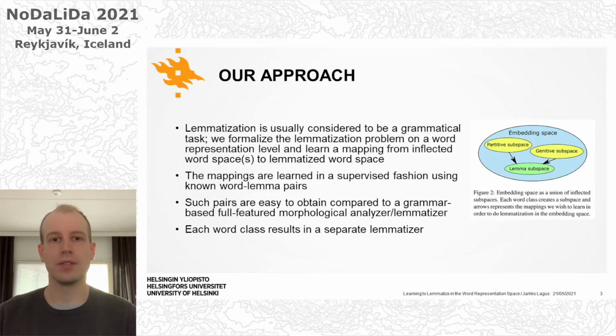What we did is we took this approach and we learned a supervised lemmatizer in this word embedding space, and we trained a separate lemmatizer for each word class. So here on the right you can see the idea depicted in a simple pictorial format. We just assume that there are these word class subspaces that we can then transform into this lemma subspace.